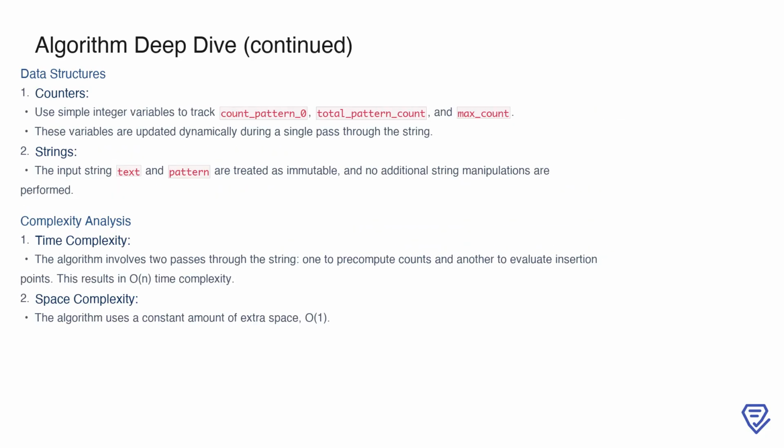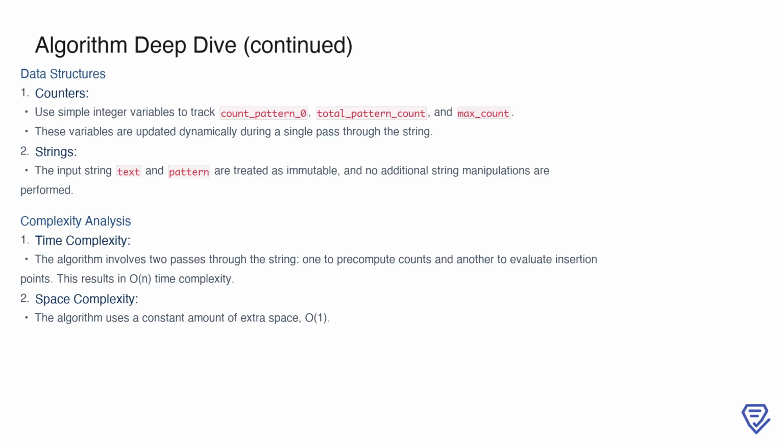This algorithm relies on simple yet effective data structures to achieve its goals. We use integer counters to track the cumulative count of pattern 0, the total number of pattern subsequences formed, and the maximum count of subsequences after an insertion. These counters are updated dynamically during a single pass through the string, which minimizes memory usage. The input strings text and pattern are treated as immutable, and no additional string manipulations are performed.